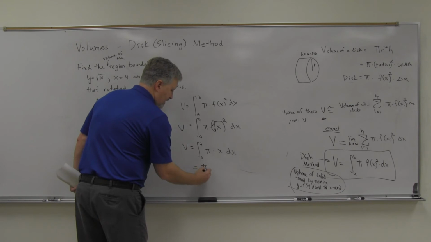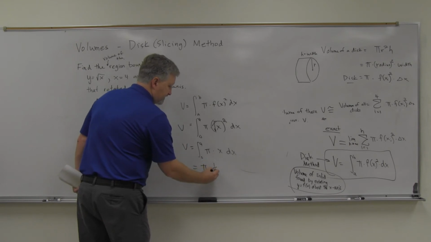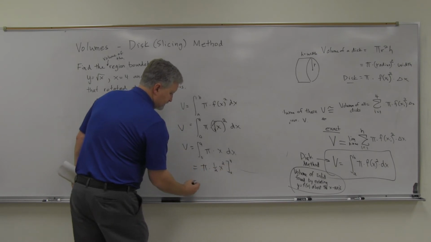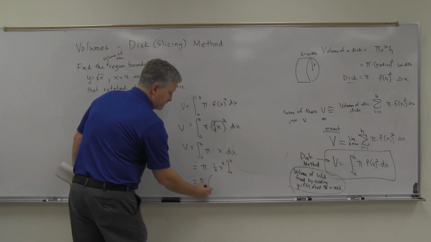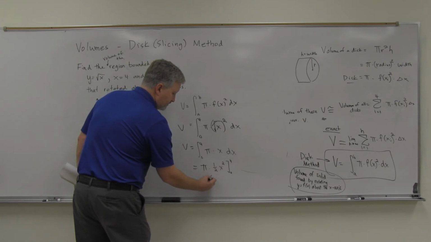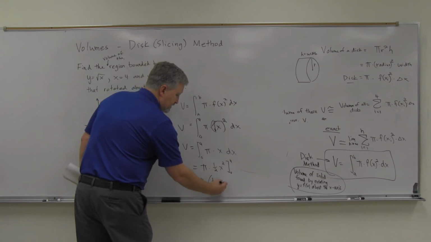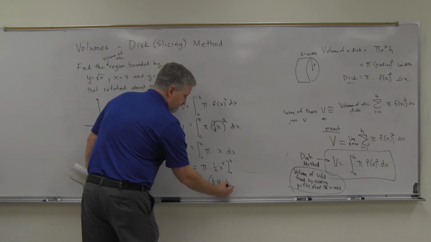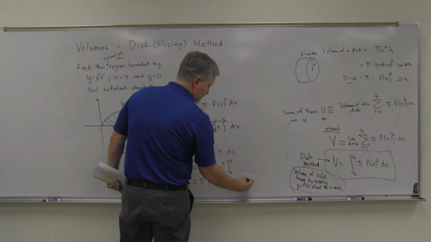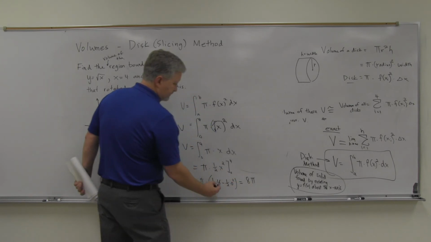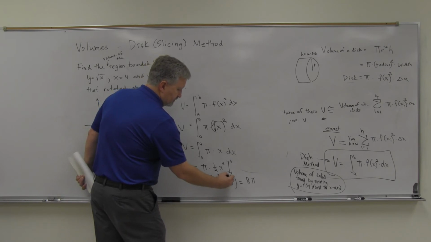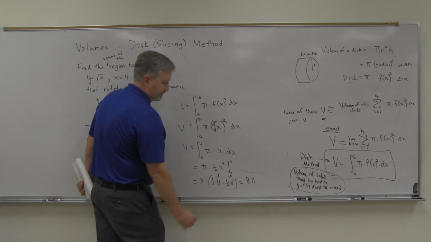The antiderivative would be pi times the antiderivative, which would be 1/2 x squared. And then go from 0 to 4. So that would be pi times 1/2 times 4 squared, 1/2 times 16, minus plugging in the 0, 1/2 times 0 squared. That's 8, that's 0. 8 minus 0, it's 8 pi.